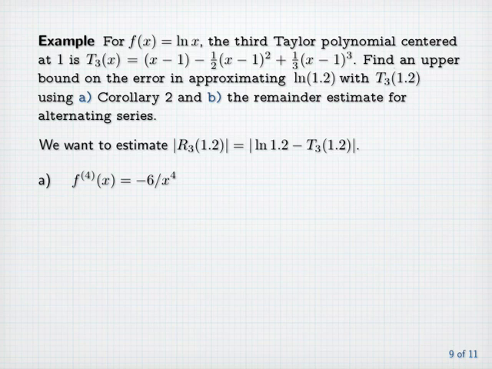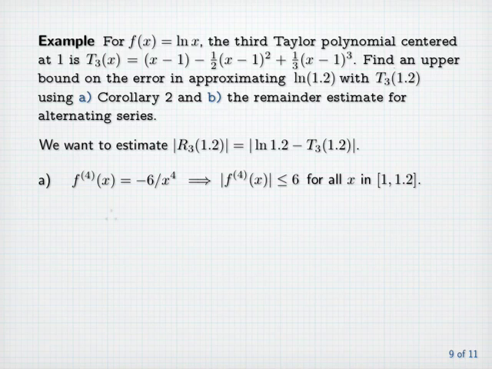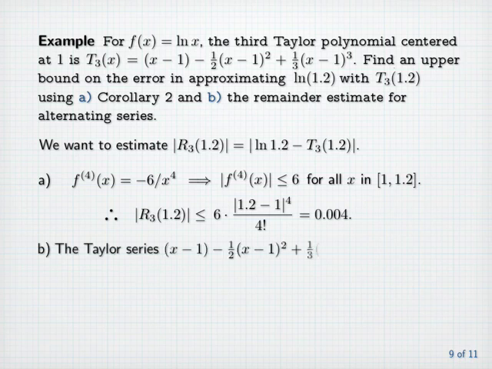So the absolute value of the fourth derivative is 6 over x to the fourth, which is obviously a decreasing function on the closed interval from 1 to 1.2. So, for all x between 1 and 1.2, the absolute value of the fourth derivative is less than or equal to its value at 1, which is 6. Therefore, by Corollary 2, the absolute value of R3 of 1.2 is less than or equal to 6 times 1.2 minus 1 to the fourth power divided by 4 factorial, which turns out to be 0.004.